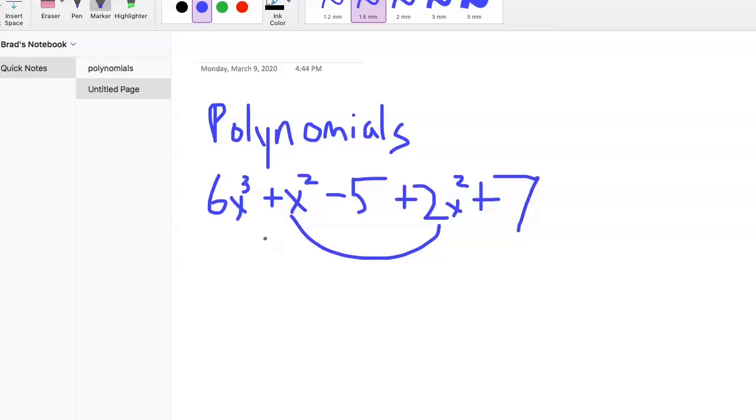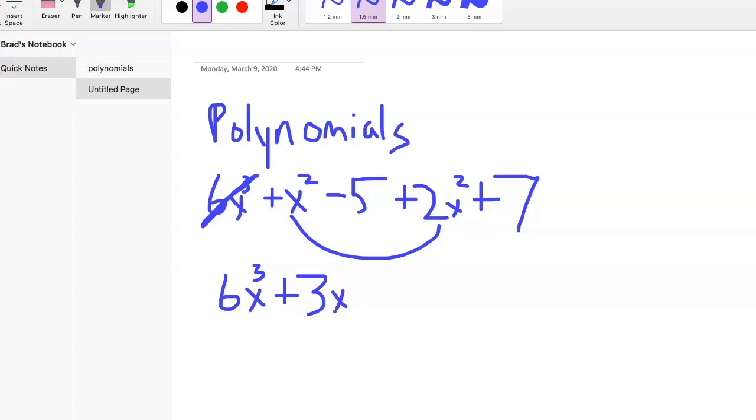So we start off with 6x to the third. I don't see anything else in here that has an x to the third, so I'm just going to take this down here by itself. After I do that, I'd like to cross this out, as a reminder that I don't accidentally count something twice. So we have x squared and 2x squared, as we were saying. That gets us to 3x squared.